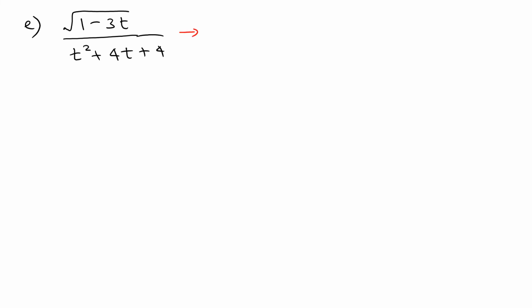Next we have example E: the square root of 1 minus 3t, divided by t squared plus 4t plus 4. Because of the square root sign, this is not a rational function, since the top is not a polynomial. So this is what we call a fractional expression.